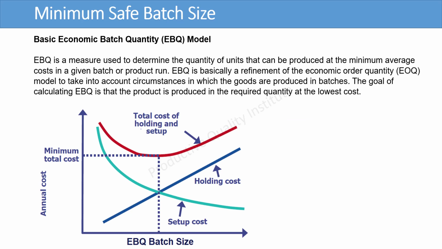Basic economic batch quantity, EBQ, is a measure used to determine the quantity of units that can be produced at the minimum average costs in a given batch or product run. EBQ is basically a refinement of the economic order quantity model, EOQ, in order to take into account circumstances in which the goods are produced in batches. The goal of calculating EBQ is that the product is produced in the required quantity at the lowest cost.